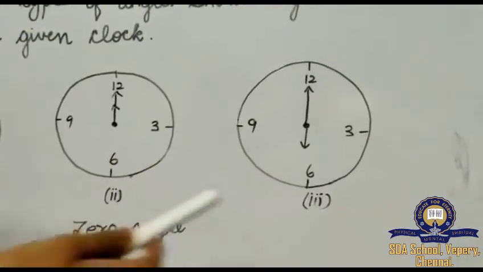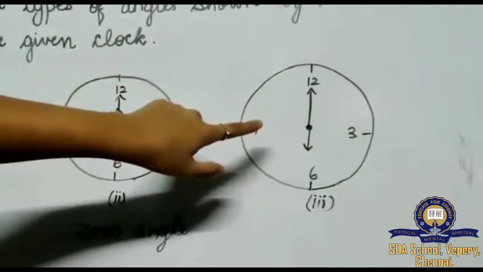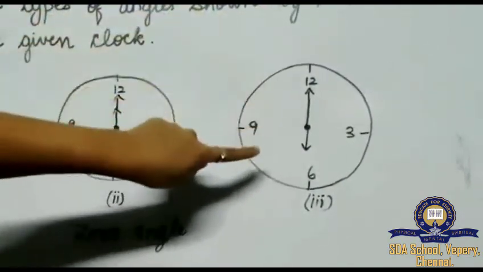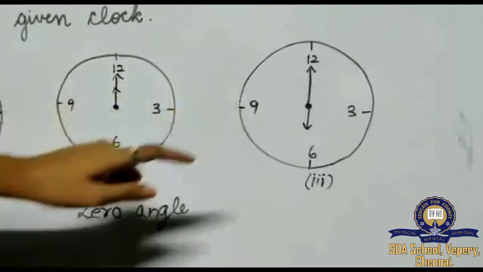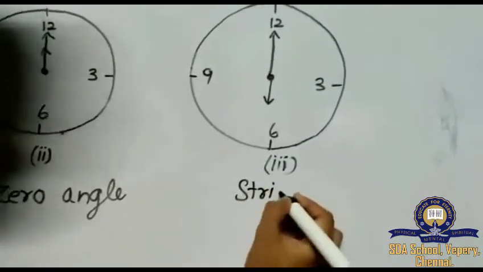Now we'll move to the third figure. From this figure, you could see that the hour and the minute hands are represented as a straight line, right? So this is said to be a straight angle.